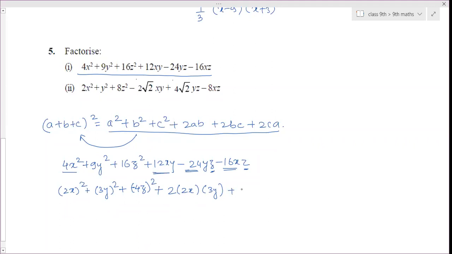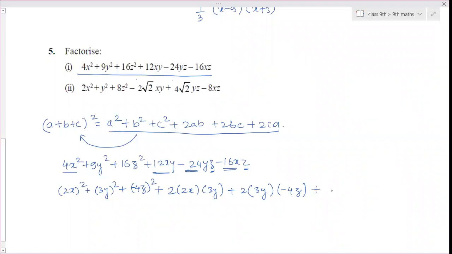Now plus 2 into bc. 2bc is 2 into 3y into minus 4z. So do we get the same answer as this one? 2 3s are 6, 6 4s are 24, minus 24yz. Do we have it? Yes, it is minus 24yz.